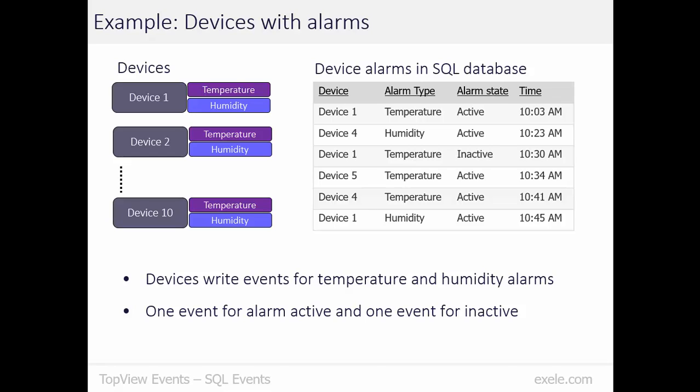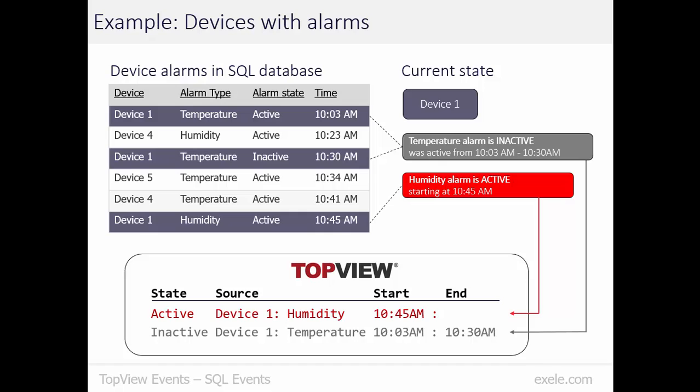Our SQL Events demo will use a SQL database that tracks temperature and humidity alarms for 10 devices. In our SQL database, we can receive 4 possible events per device: temperature alarm when active, temperature alarm when inactive, humidity alarm when active, and humidity alarm when inactive. In our example database, the newest events are at the bottom of the table. By examining the event records, we can determine the current state of each device and alarm type.